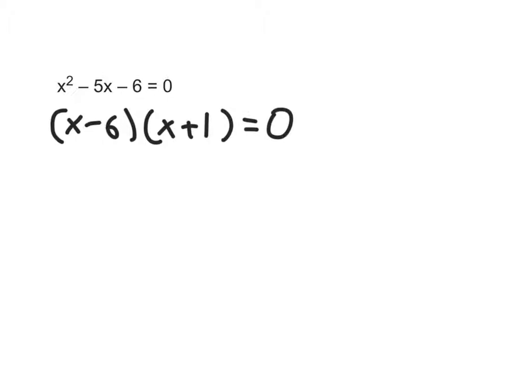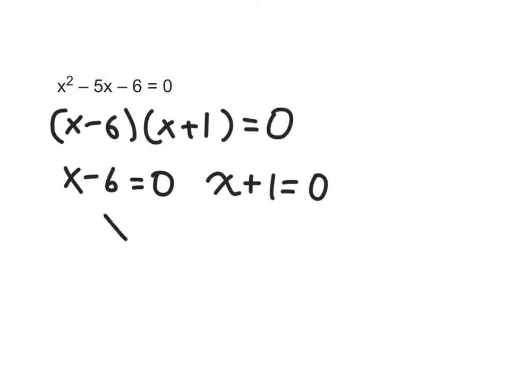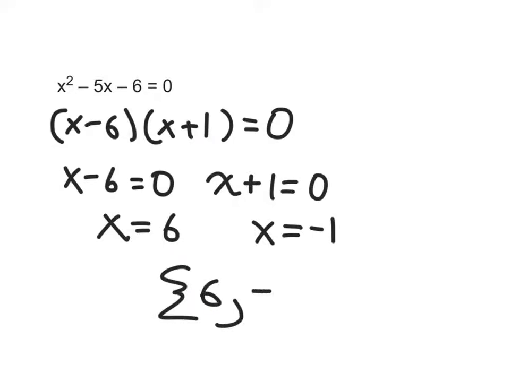And then by applying the zero product rule, x - 6 has to equal 0, and x + 1 has to equal 0, which means that x equals 6 and x equals -1, and the solution to this equation is 6 and -1. The zero product rule is important for lots of things with quadratic and polynomial functions, so you'll want to make sure that you can use it correctly.